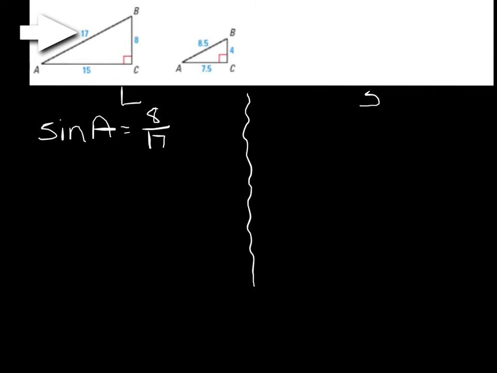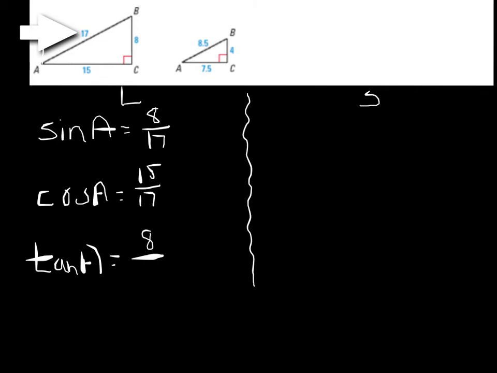The cosine of angle A. So cosine of angle A is going to be the ratio of the adjacent side. So the 15 over the 17. So 15 over 17 for cosine. And then the tangent, tan angle A, is the ratio of the opposite over the adjacent. So opposite of A is 8, and adjacent to A is 15. All right, so there are sine, cosine, and tangent for the angle A in the large triangle.